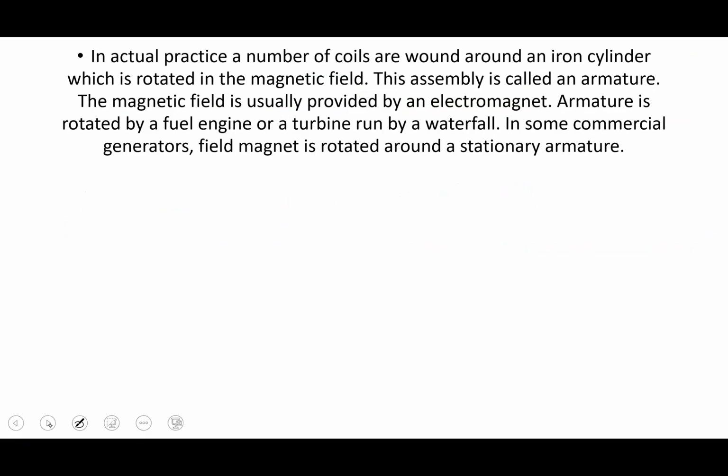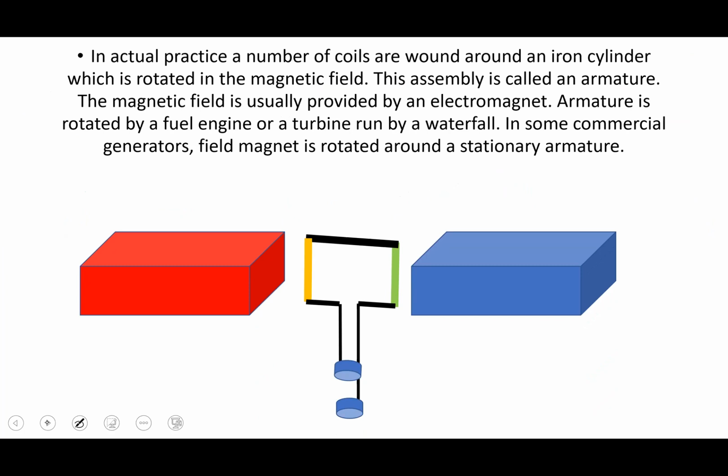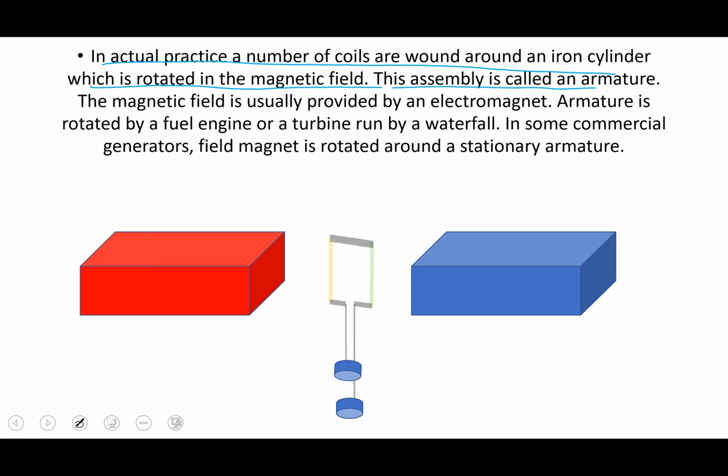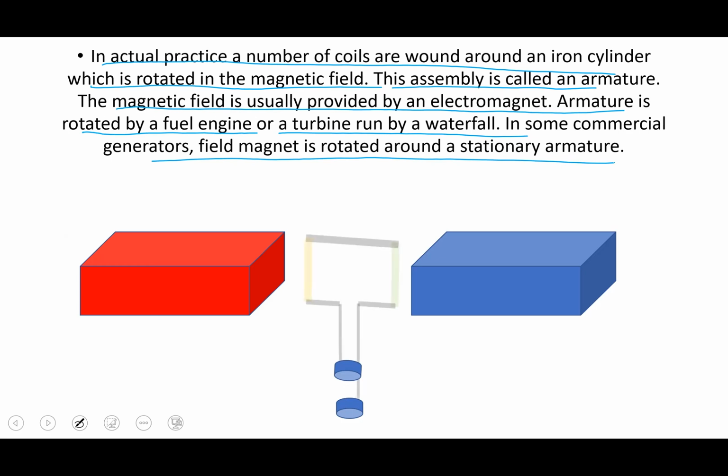Now, what is he saying actually in this case? That if we place an iron cylinder inside this coil, it rotates quite well compared to before, instead of simply rotating only the coil and producing a very low amount of current. In actual practice, a number of coils are wound around the iron cylinder, which is rotated in the magnetic field. The assembly is called an armature. The magnetic field is usually provided by electromagnets. The armature is rotated by a fuel engine or turbine run by a waterfall. In some commercial generators, the magnetic field is rotated around a stationary armature.